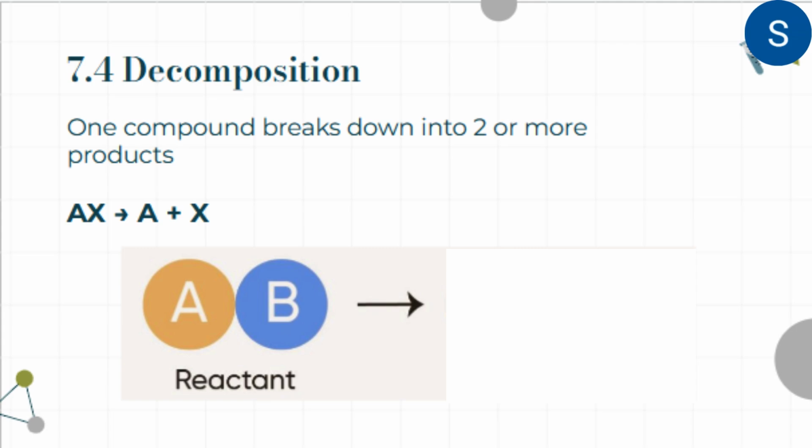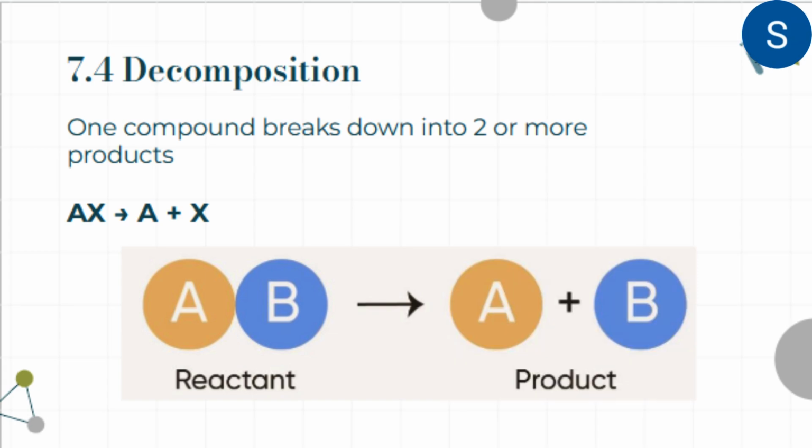This image, for example, shows a potential compound made up of the elements A, B. The result will be the products A and B separately. This represents how a compound is broken down into separate elements during decomposition.